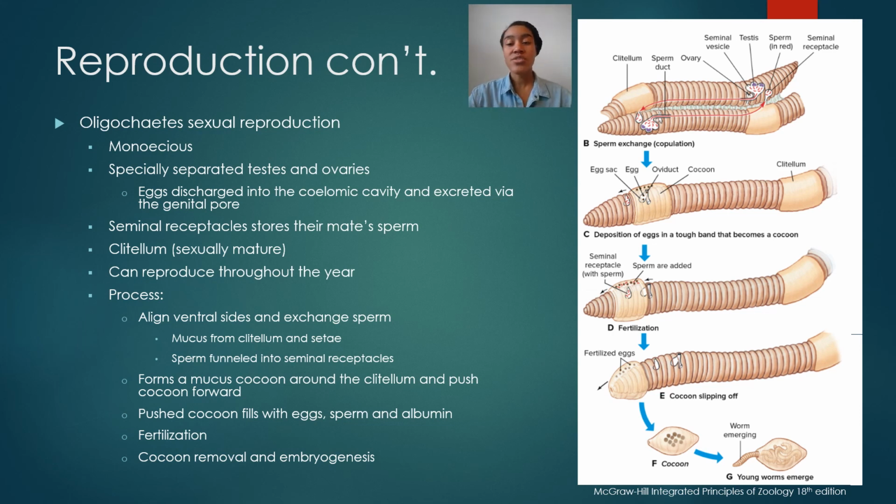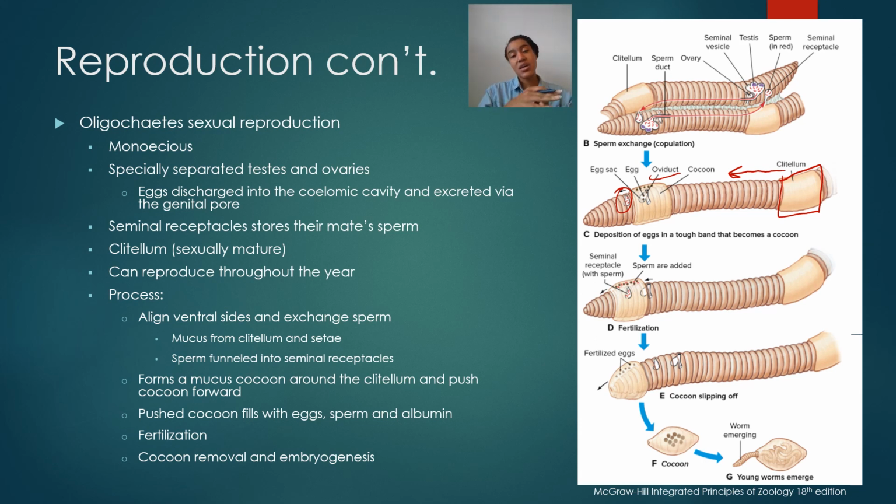So once the sperm is exchanged, the clitellum will produce a mucousy layer, and that will be formed here. And that mucousy layer is then pushed anterior to the organism, to be eventually pushed off of the organism's head. As this mucus is being pushed forward, it will go past the oviduct and past the seminal receptacle. And as it's passing the oviduct and seminal receptacle, it will pick up the eggs that have been released from the coelomic cavity, and it'll also pick up the sperm from its mate.